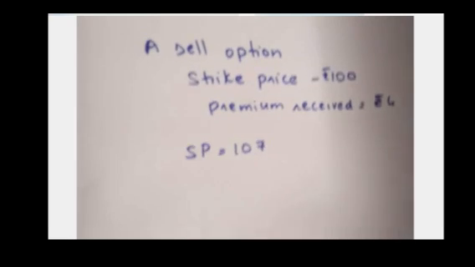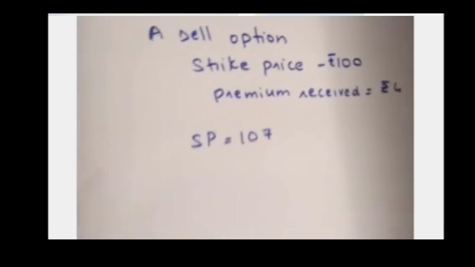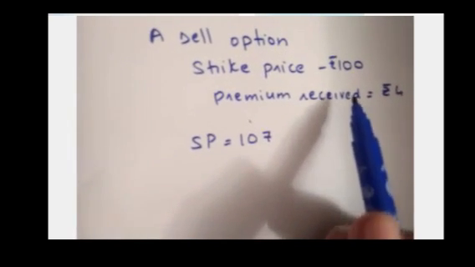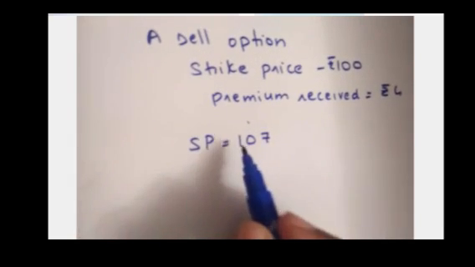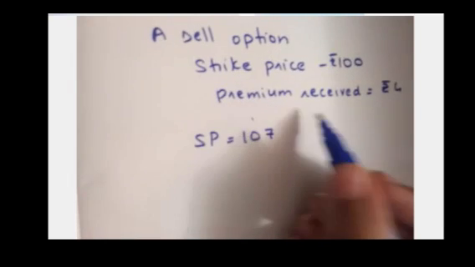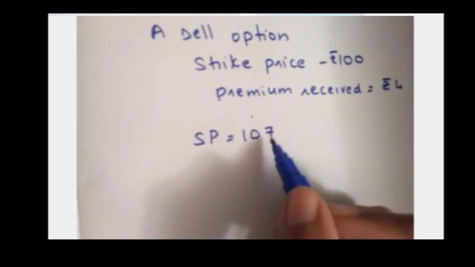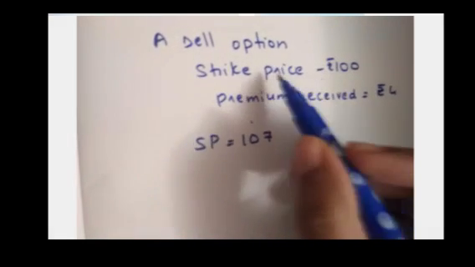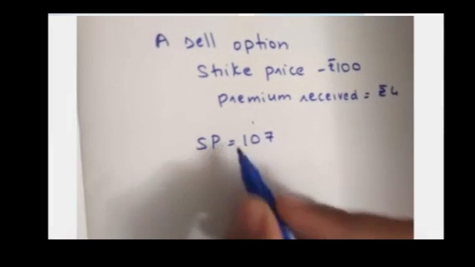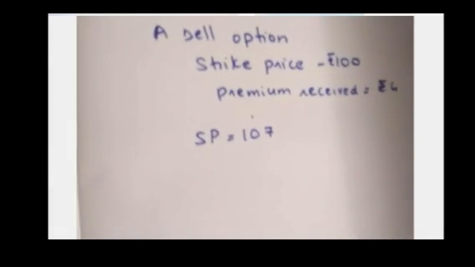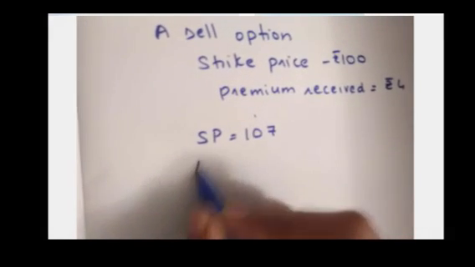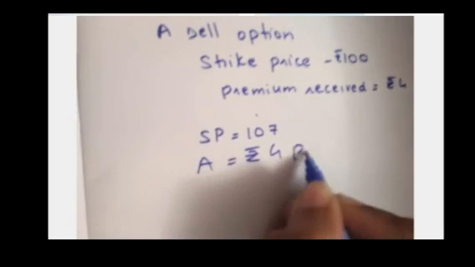So now let's see the case of a short put. Here A sells an option. The strike price is rupees 100 and the premium he received from the buyer is rupees 4. Suppose the spot price increased to 107. Here the buyer will not be exercising the option because the strike price is rupees 100 and the spot price is 107. So the seller A gets a profit of rupees 4, which is the premium received.